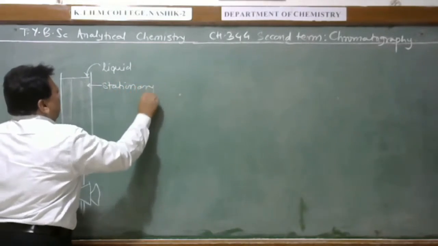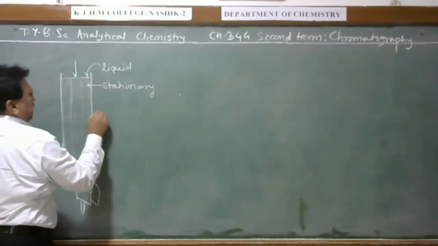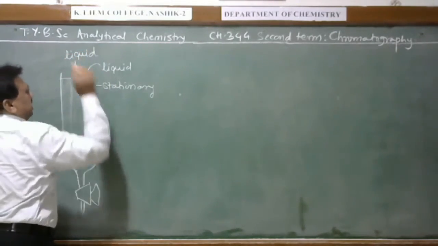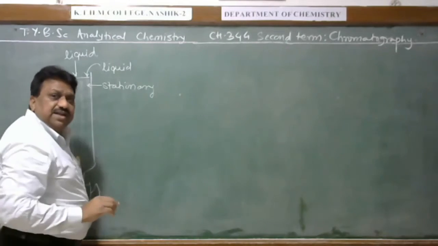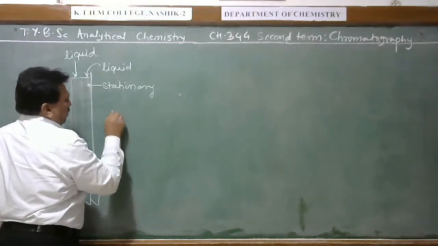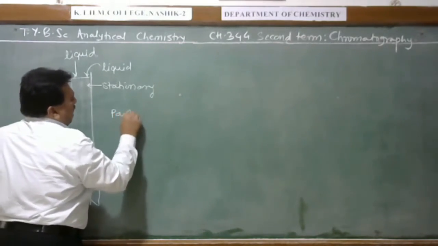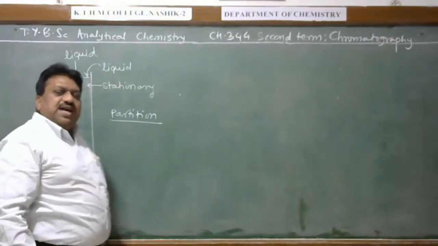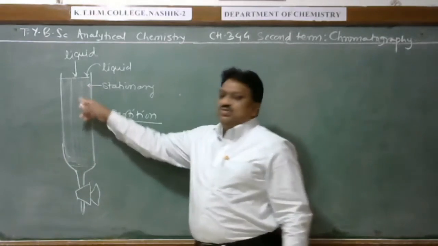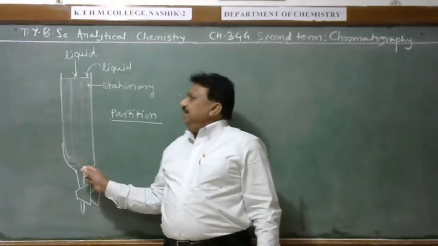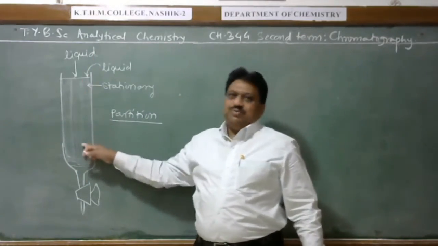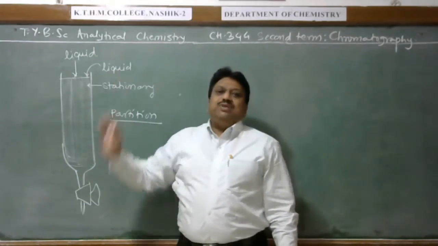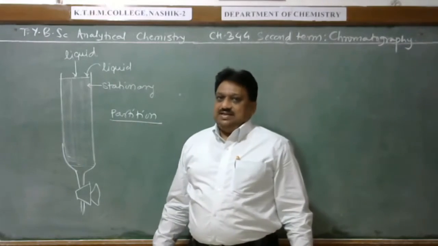Therefore, the mobile phase is also another liquid. Both the stationary phase as well as the mobile phase are liquids in this type of chromatography, and this is partition chromatography. Here, the condition is that the stationary phase liquid which is coated on this adsorbent material and the mobile phase liquid which is percolated through this adsorbent material, these two liquids must be immiscible with one another.